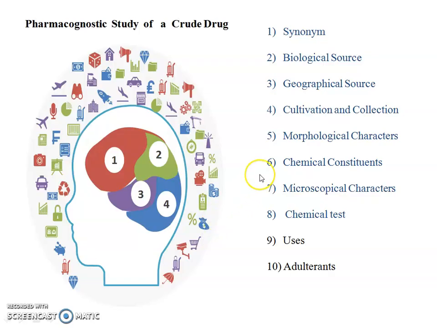So in the last video, I explained some tips and tricks involved in remembering the synonym, biological source, geographical source, cultivation and collection, morphological characters, chemical constituents, microscopical characters, and chemical tests. In this video also I am going to revise the chemical tests, and along with that I will tell you how to remember the uses and adulterants.